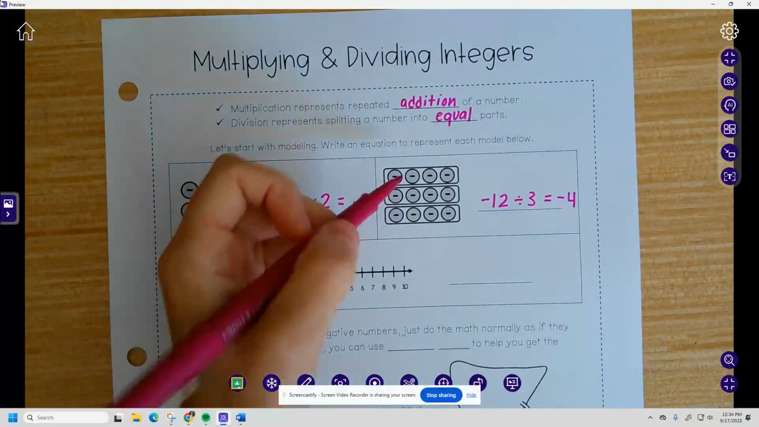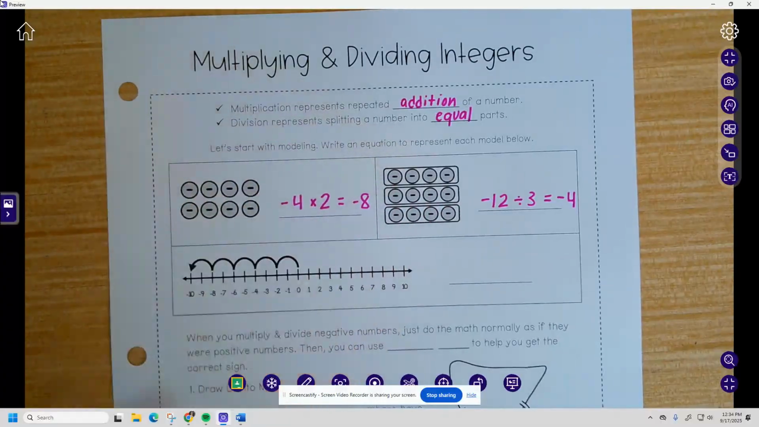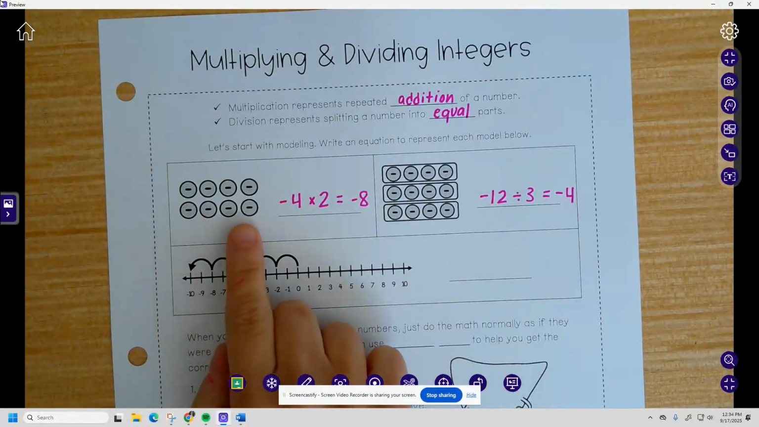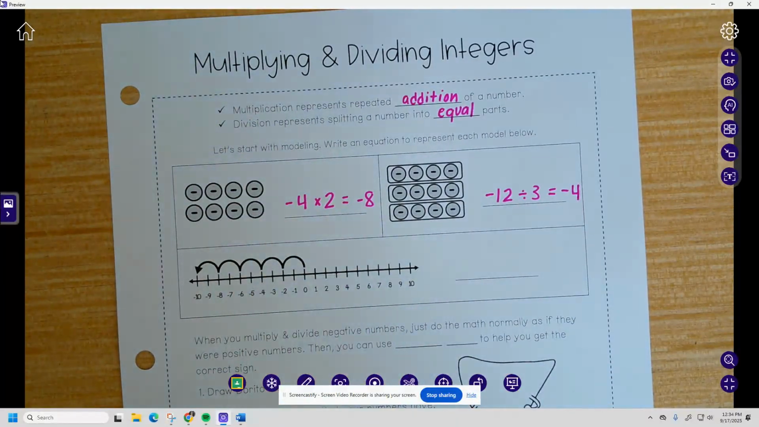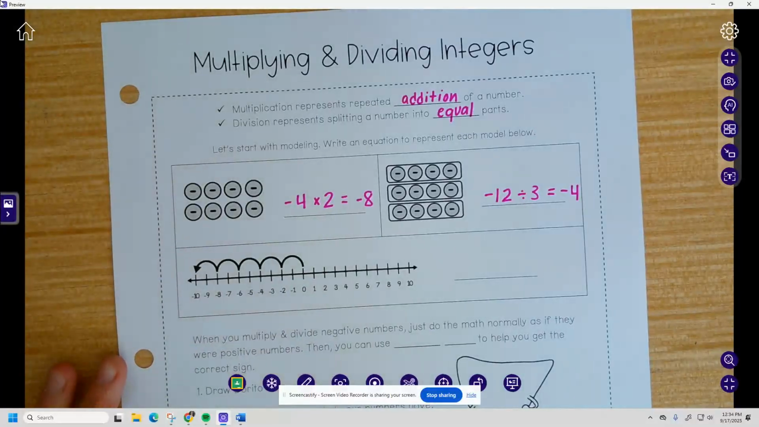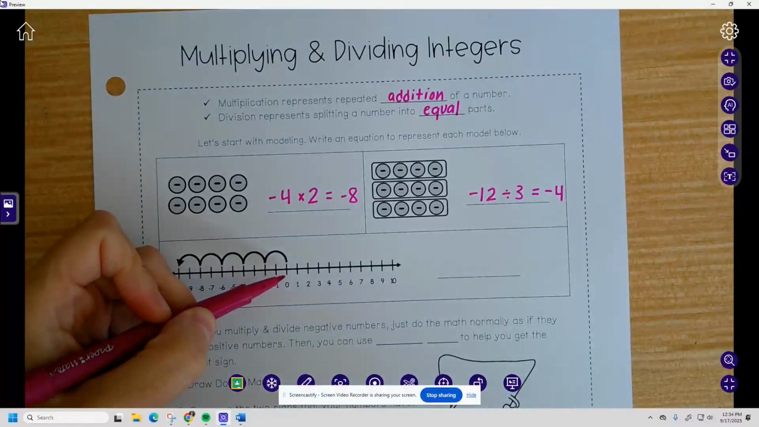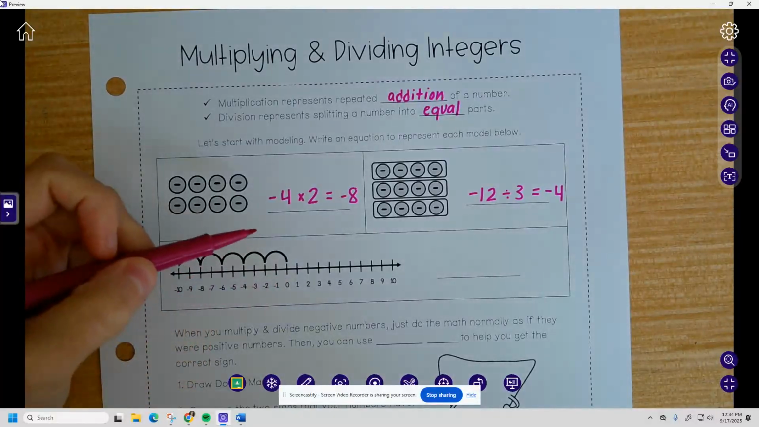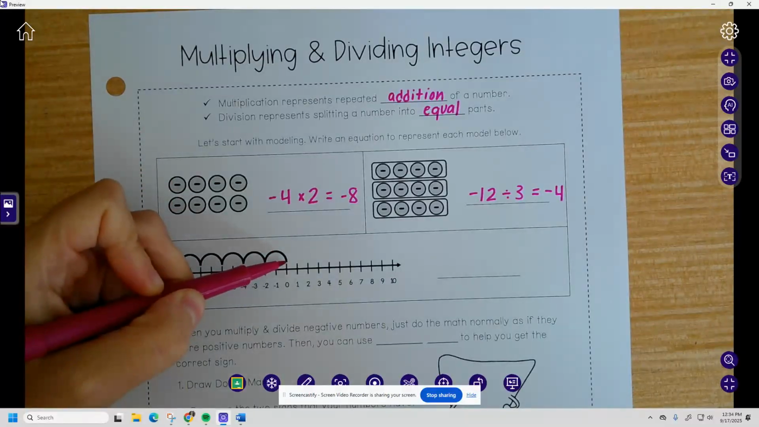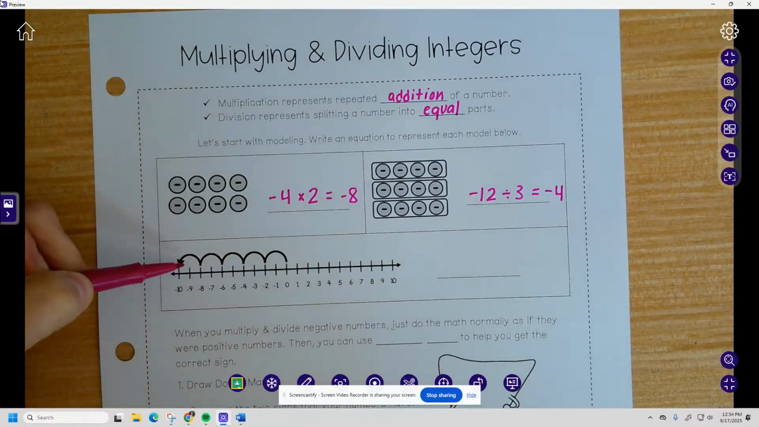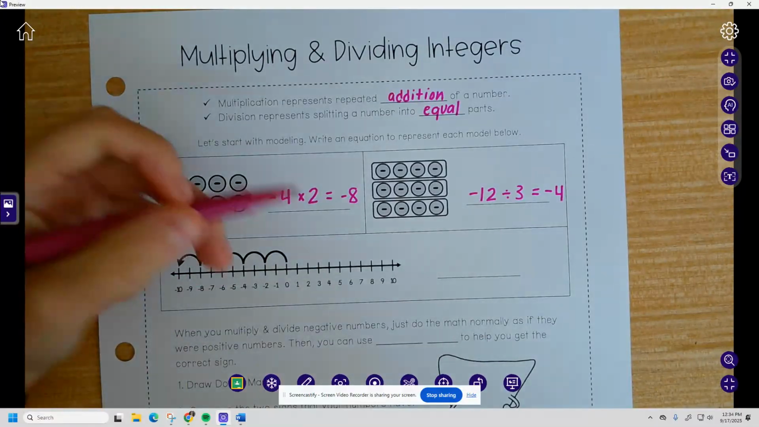So usually if you see them split into groups, I think of that as a division problem. And if you see them just lined up in rows, I think of that as a multiplication problem. And then on a number line, you're going to start at 0, just like we did with adding and subtracting. And we want to count how big each step is, and then how many steps there are.